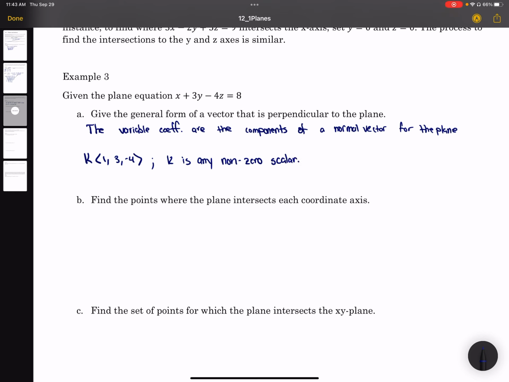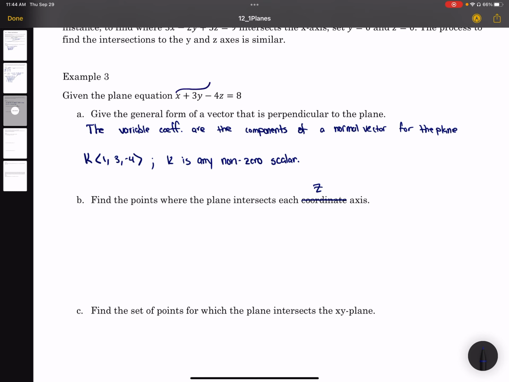So B, we have to find the points where the plane intersects each coordinate axis. Let's say where it intersects, I don't know, we'll say the Z axis. And it's the same process for the X and Y. You just change what variables are 0. So let's call this plane capital P.